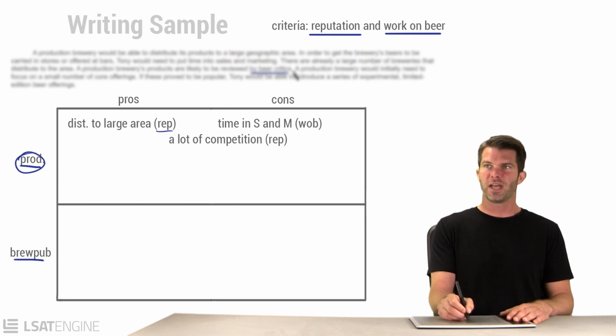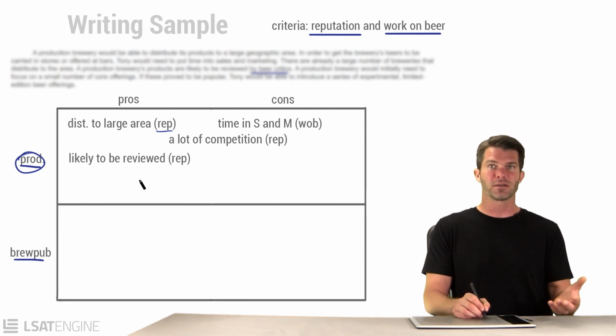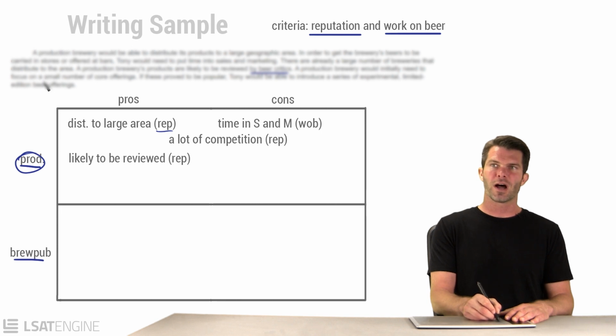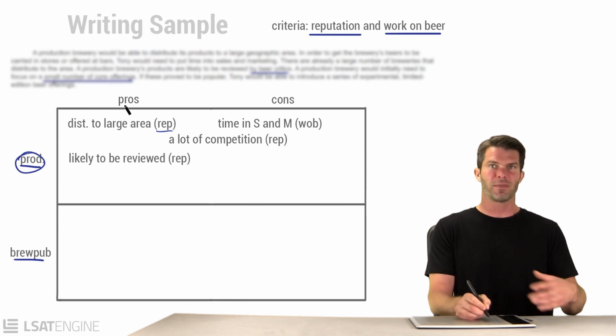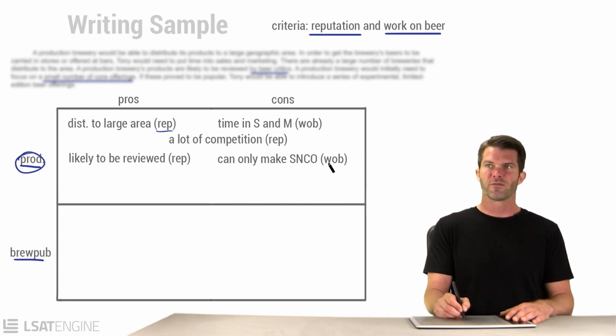Well, that's a straight up good thing, right? Because that was part of building a reputation. He's likely to be reviewed, and they talked about critics and connoisseurs reviewing. That's how you get that reputation. A production brewery would initially need to focus on a small number of core offerings. Well, that's not what he wants to do. He wants to make a bunch of different beers, not just do the same 3 things over and over again. So that's definitely a con for working on beers.